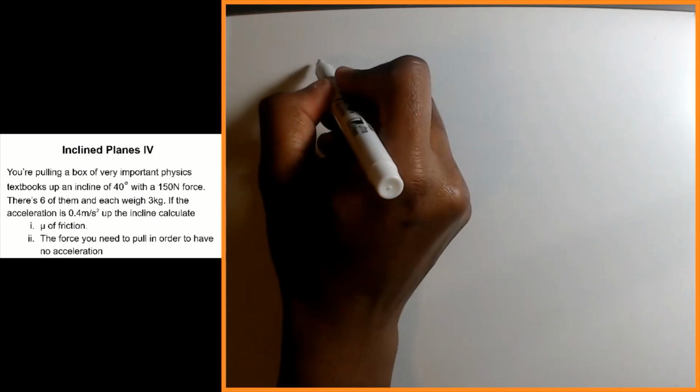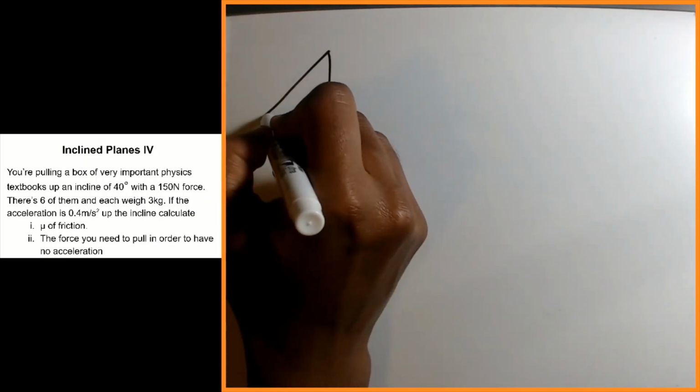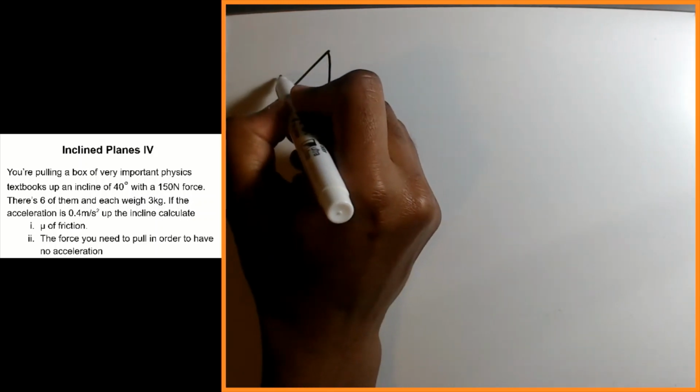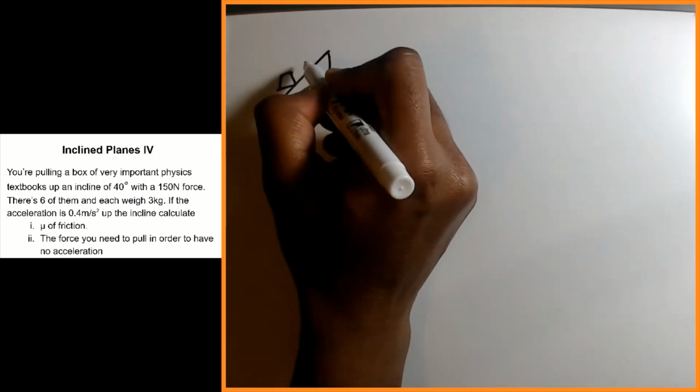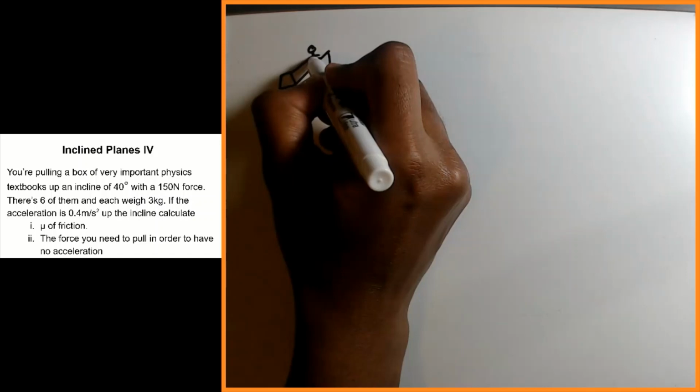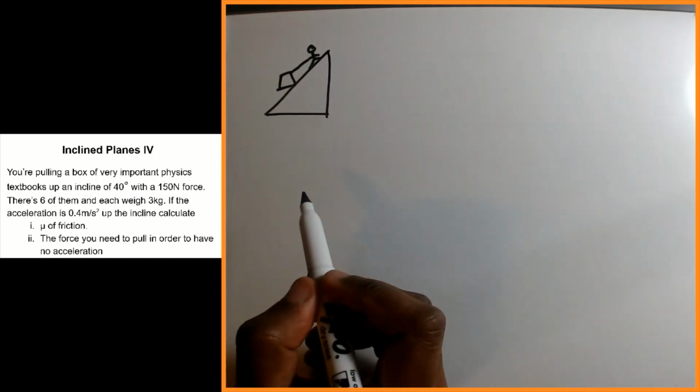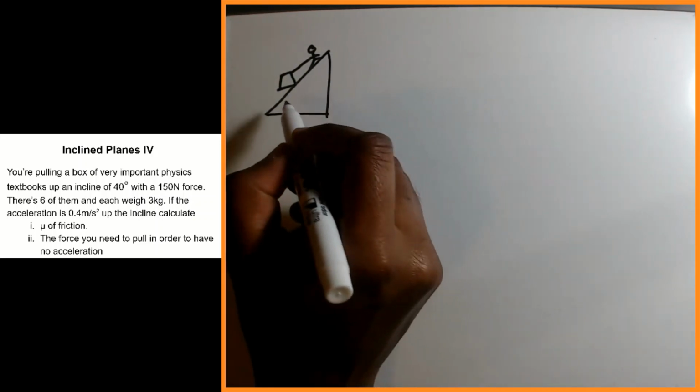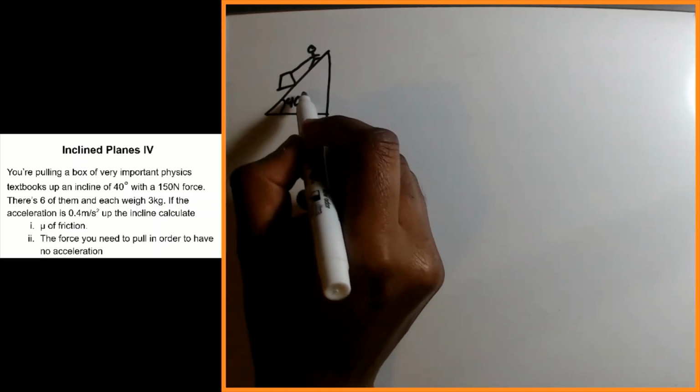All right, so just like any other question, let's start with the setup. So let's draw a diagram of what's happening. So you have a box right here, and you can have yourself just pulling up that box of textbooks. Okay, and then the incline over here is, of course, 40.